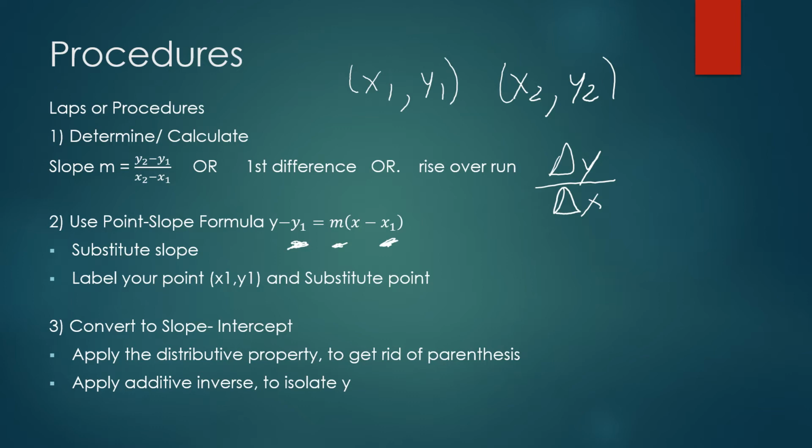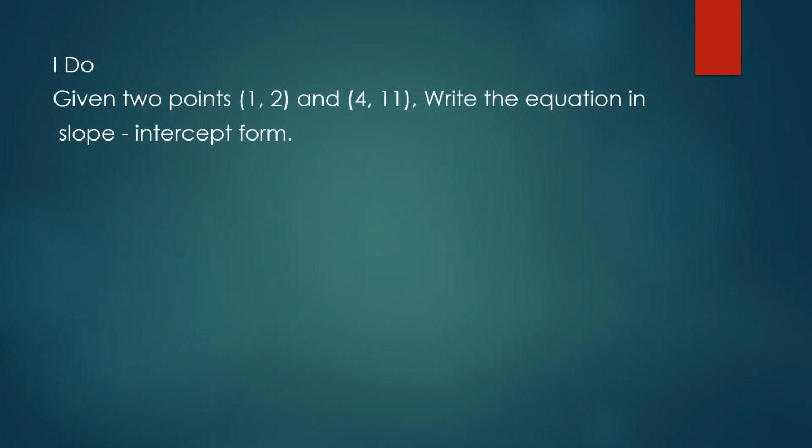Third, convert to slope-intercept. Apply the distributive property to get rid of the parentheses, and then use the additive inverse to isolate y. So for our first problem, given 2 points, 1, 2, and 4, 11, write the equation in slope-intercept form.